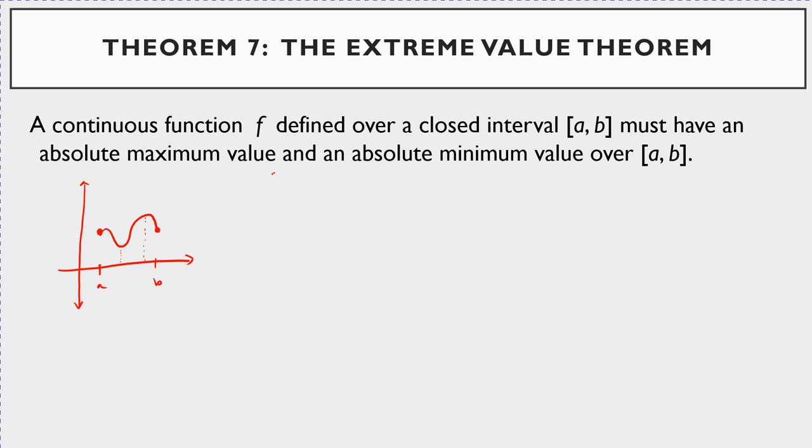You might say, well, what if it's just a straight line? Even that has a maximum and minimum value. So let's just say this is the value 5. So this actually has an absolute maximum value of 5 and an absolute minimum value of 5, even if it's just a horizontal line here. That's okay. So as long as it's continuous, and this is important, on the closed interval, so including the endpoints, it has to have both a max and a minimum value.